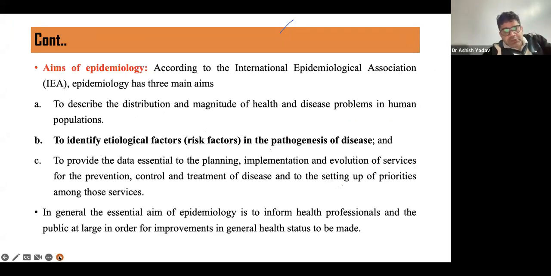So what is the aim of epidemiology? According to the IEA, the International Epidemiological Association, epidemiology has three main aims. First, to describe the distribution and magnitude of health and disease problems in human populations; to identify the etiological risk factors in the pathogenesis of the disease; and to provide data essential to the planning, implementation, and evaluation of the services. So in general, the essential aim of epidemiology is to inform health professionals and the public at large in order to improve the general health status.